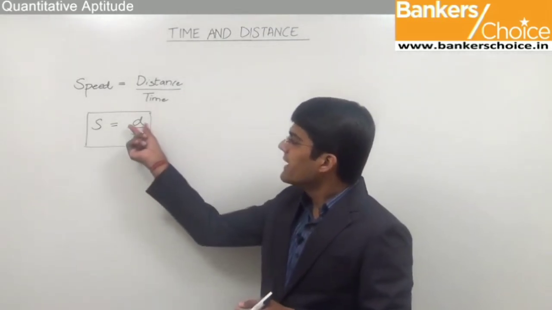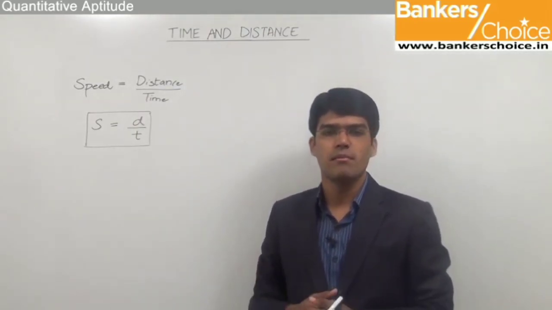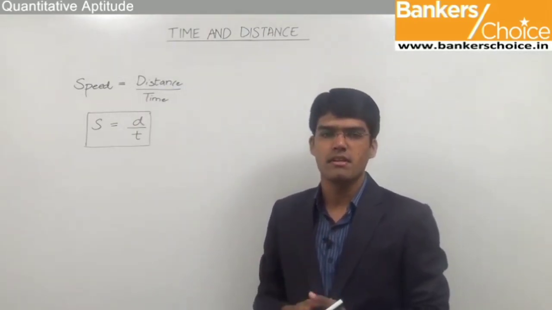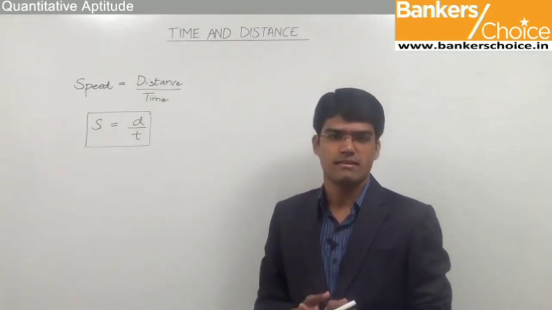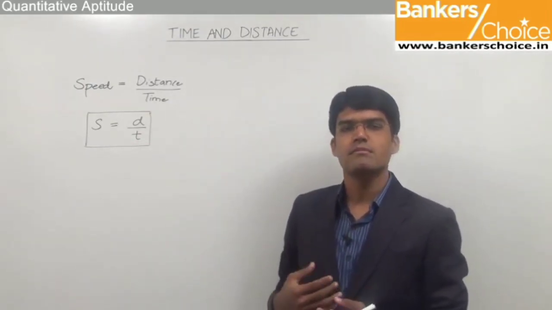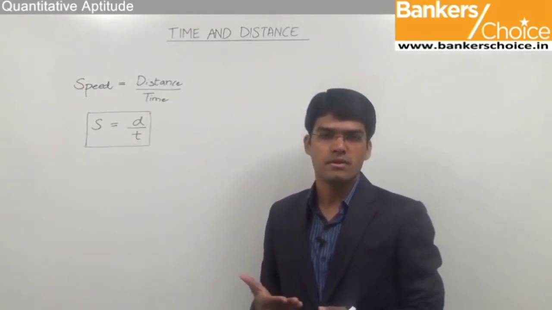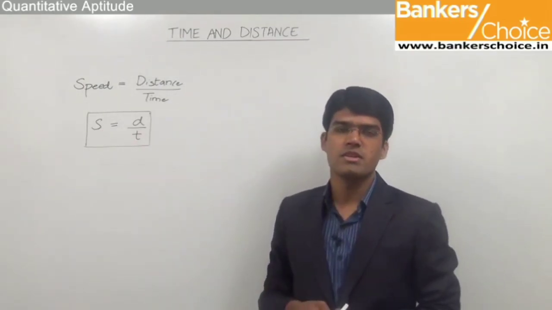Let us now look at the various units of measurement for these variables. For example, if you take the distance here, it is nothing but a length, and length can be measured in a number of ways. For example, it can be measured in kilometers or meters or centimeters or inches or yards. And similarly, time can also be measured in a number of units. Time can be measured in seconds, minutes, hours, days, etc. And accordingly, we will get a number of units for the measurement of speed.